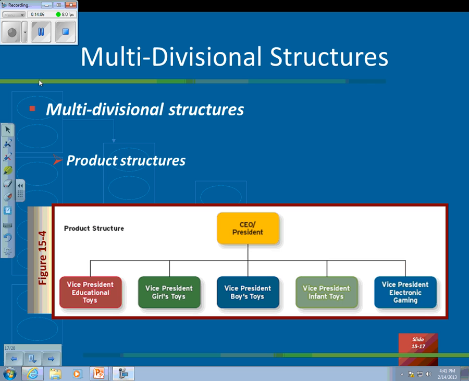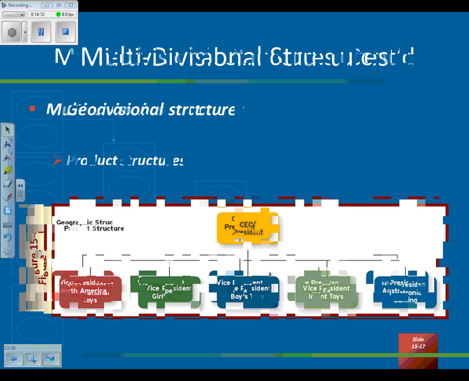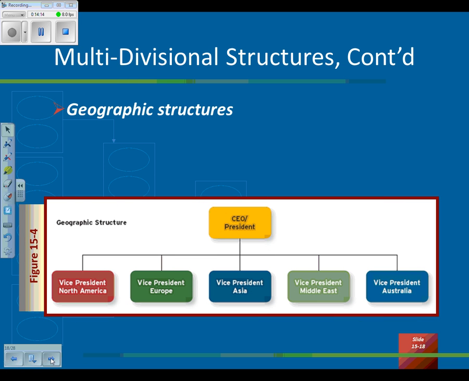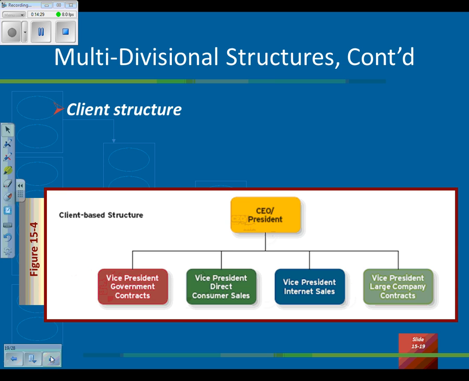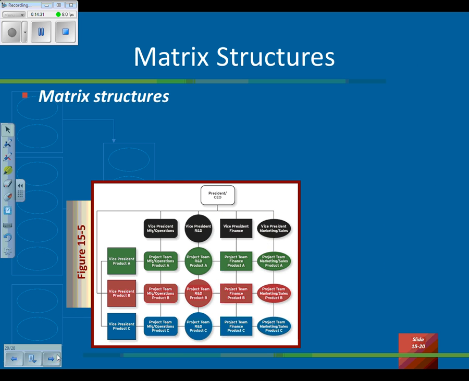Here are examples of other structures, multi-divisional structures. Here's one that is based on product structure. Here's one based on geographic structures. This one has been used by large companies like Procter & Gamble, IBM. We also have client structures. And then the one that is possibly the most complex is called a matrix structure.